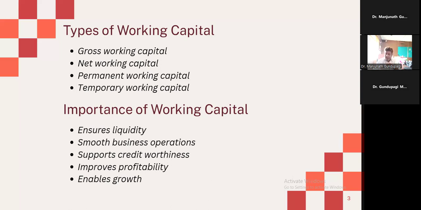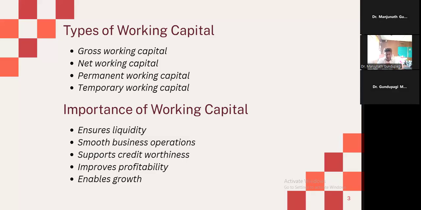Now we look into the importance of working capital. The first importance is that working capital ensures liquidity. Sufficient working capital enables a firm to meet its short-term obligations like paying suppliers, salaries, and other utilities. Another importance is smooth business operation. We want to maintain an uninterrupted flow of production and sales by ensuring timely procurement of raw materials and inventory.